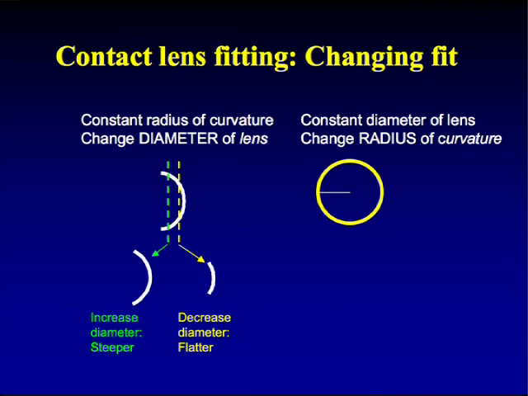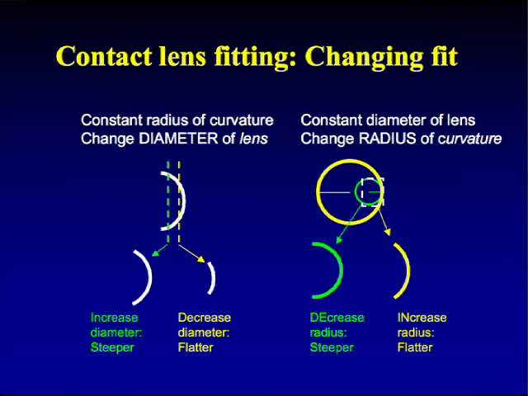The second way to do it, given the same diameter, would be to change the radius of curvature. And you see a shorter radius of curvature in green makes for a steeper lens. So keeping the diameter the same now, that's the shorter radius of curvature. That's the longer radius of curvature.